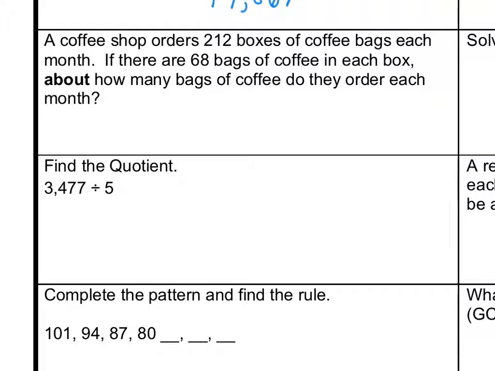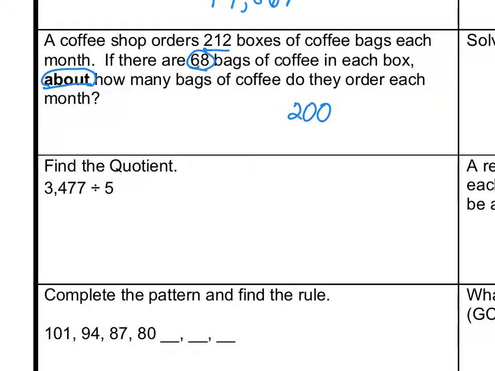A coffee shop orders 212 boxes of coffee bags each month. If there are 68 bags of coffee in each box, about how many bags of coffee do they order each month? Because you see the word about, that gives you permission to estimate or round. So we are going to pretend like we've got about 200 boxes and about 70 bags of coffee.